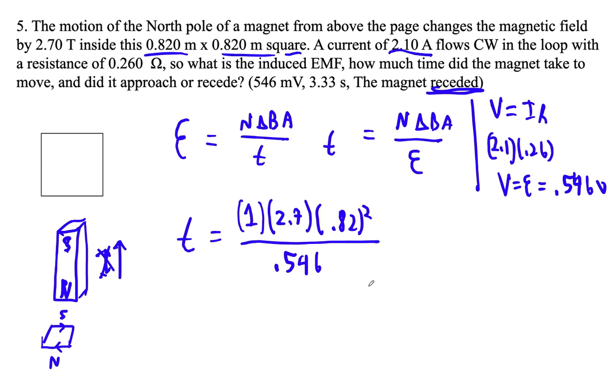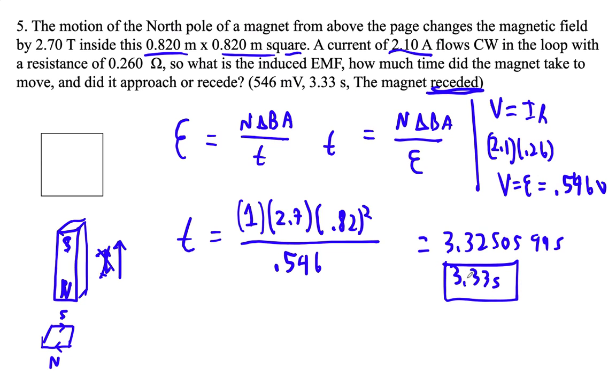And that's 3.325 something, right? 49 seconds, so 3.33 seconds. Okay. 546 millivolts, right? So the voltage is 0.546 volts, or 546 millivolts if you want to, right?